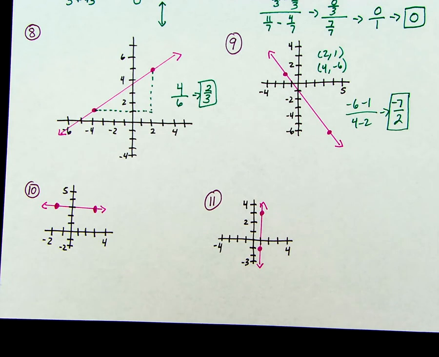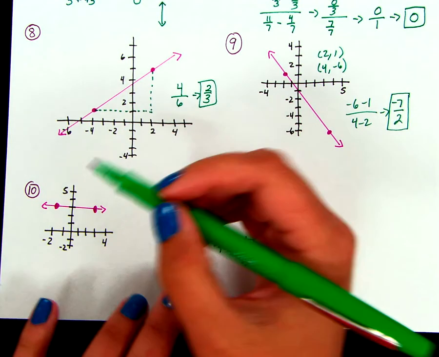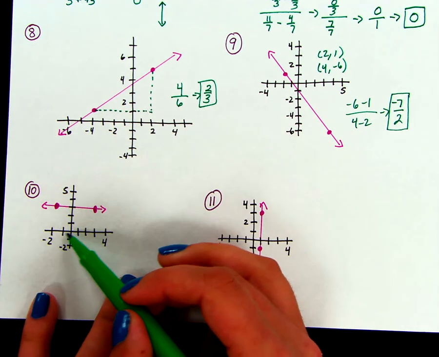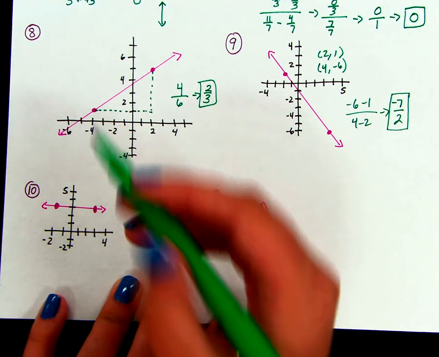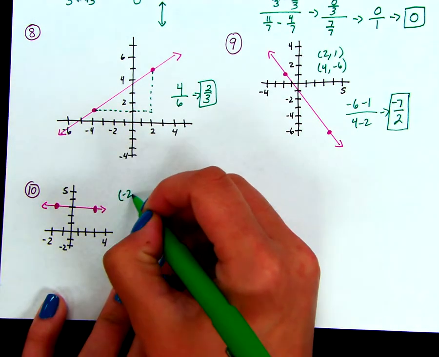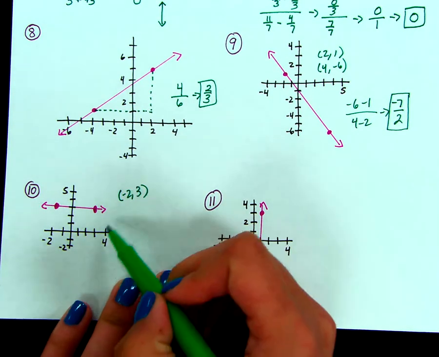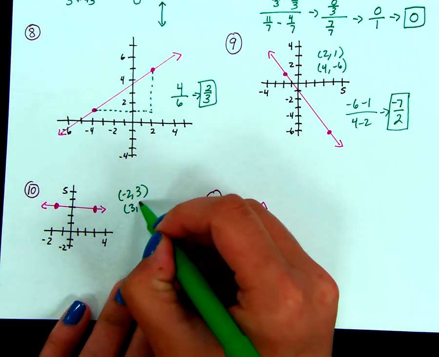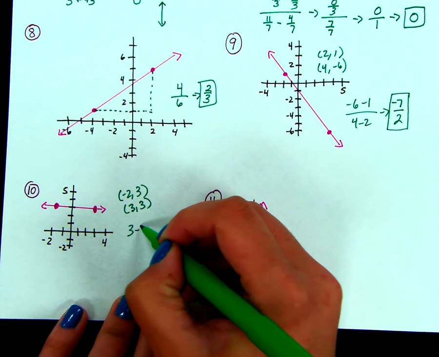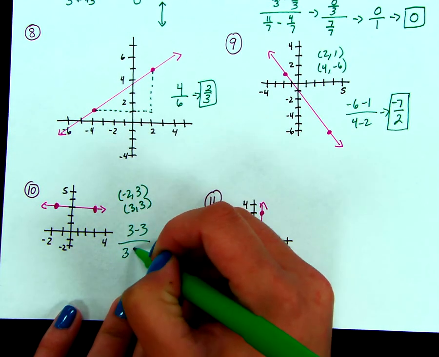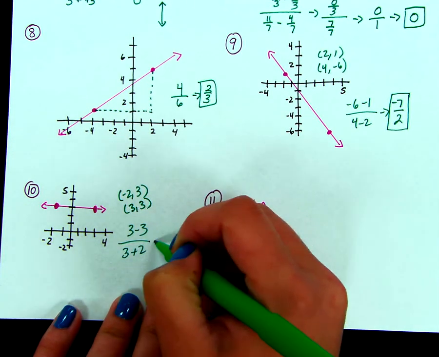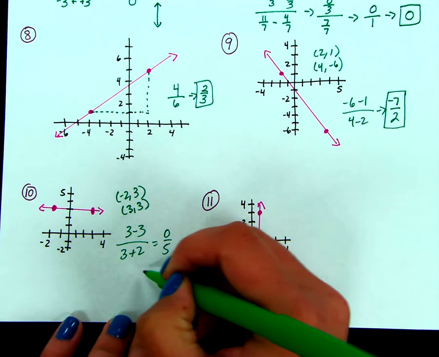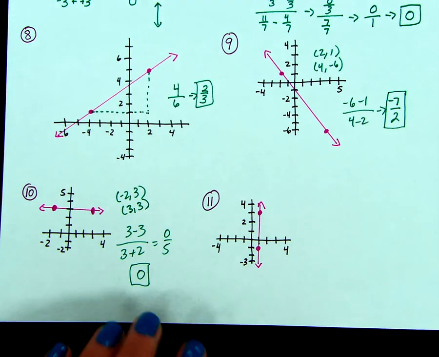All right, looking at 10, so again, if we identify our points, it's at -2, 3 for that point. So -2, 3. This one is at 3, 3. So again, this would be 3 minus 3 over 3 minus a -2, so plus 2. So that's 0 over 5. So again, that's just 0.